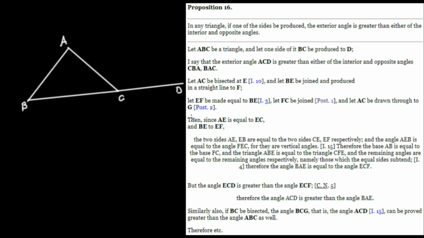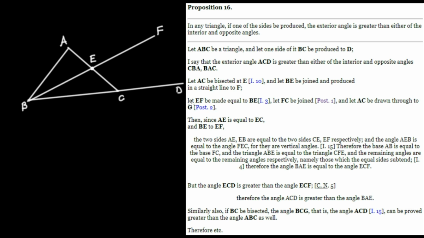And now we proceed to prove this. Let AC be bisected at E. So we're going to take this side AC and bisect it, which we know we can do by proposition 10. We call that point that bisects AC E. And let BE be joined and produced in a straight line to F. We're going to join BE. And we're going to extend this over to F.